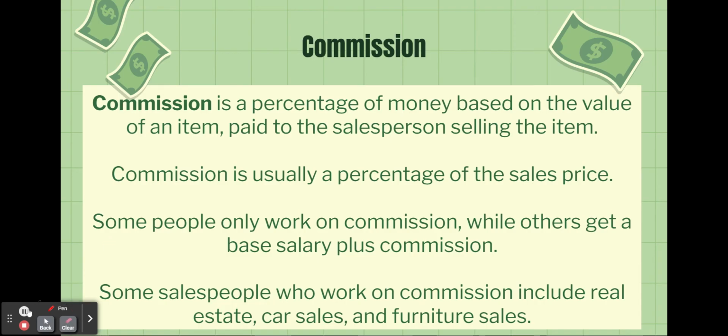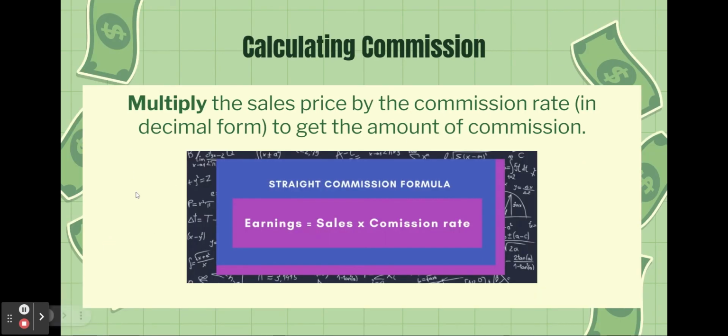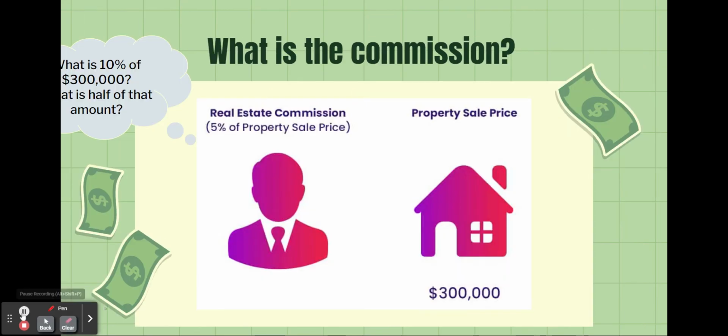There's others as well. To calculate commission, just like we've done in the past, we're going to multiply the sales price by the commission rate in decimal form to get the amount of the commission. So for straight commission, meaning the person just gets commission, you take whatever they sold and multiply that by their commission rate, and that would equal their earnings.